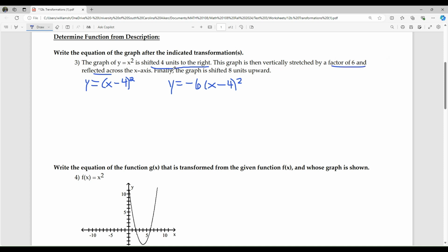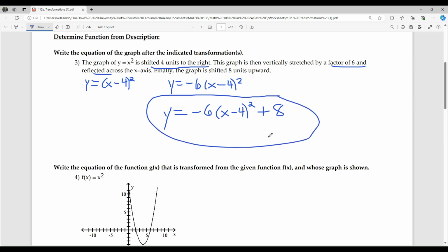Okay, looking at the last piece, finally the graph is shifted 8 units upward. So to shift it 8 units upward, this will be the final answer here. Looking at y equals -6 times (x minus 4) squared, now if it's going up 8, I need to add 8, plus 8. This would be my final answer.